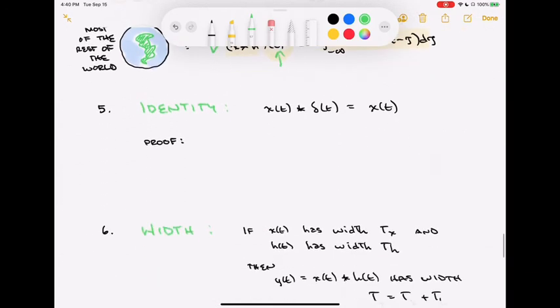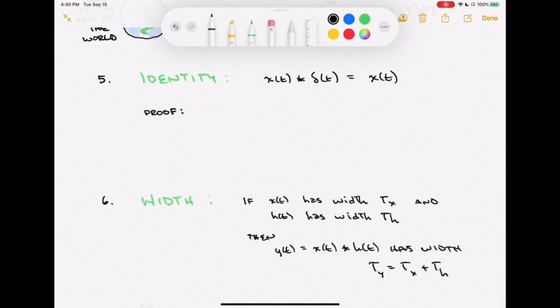Two more properties, and then we should be done with this. The identity property basically says what? That x convolved with something should be able to get us back out x. This is the convolution identity. And the thing we need to convolve with is a delta function. The proof here is real simple.